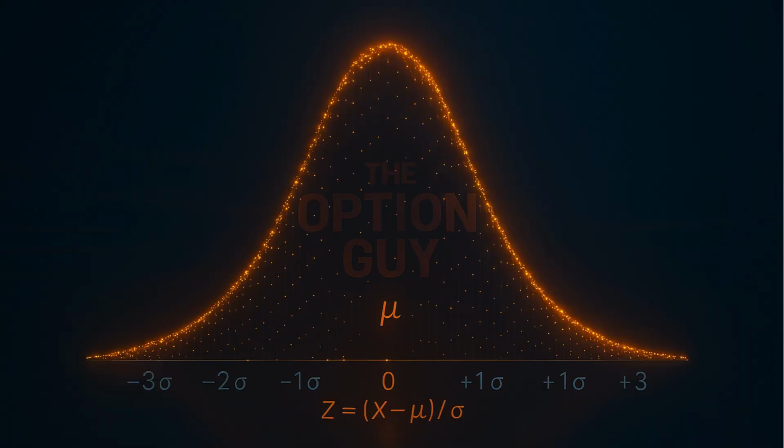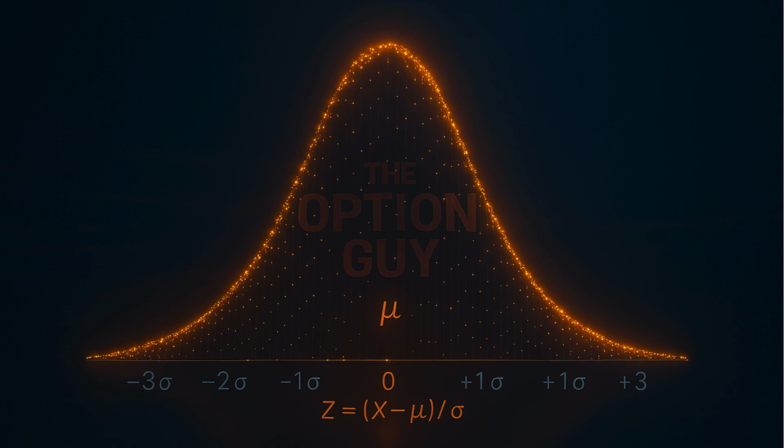To compare different datasets, we use the standard normal distribution, a version of the bell curve where the mean mu equals 0 and the standard deviation sigma equals 1. We calculate how far any observation is from the mean using the z-score. Z equals (x minus mu) divided by sigma.